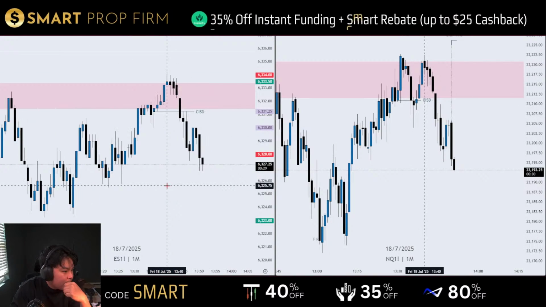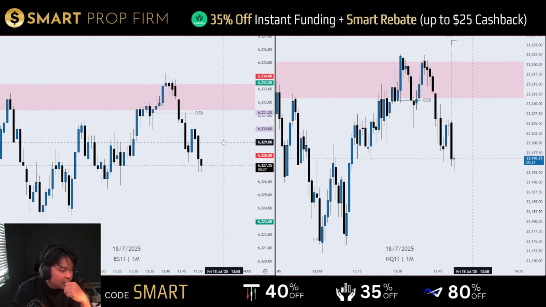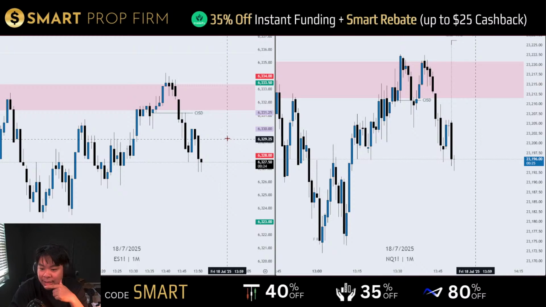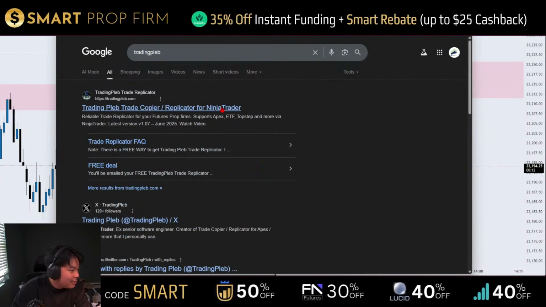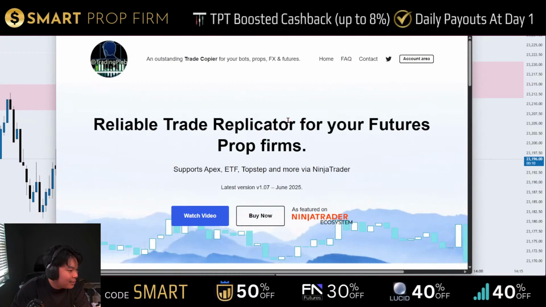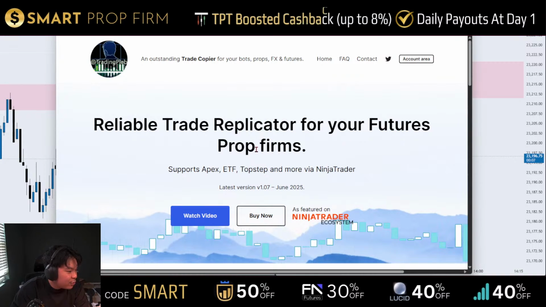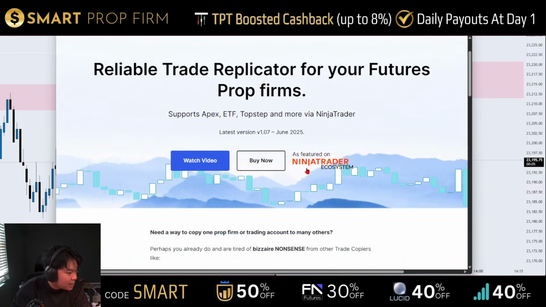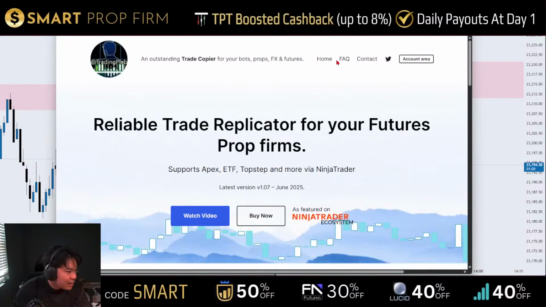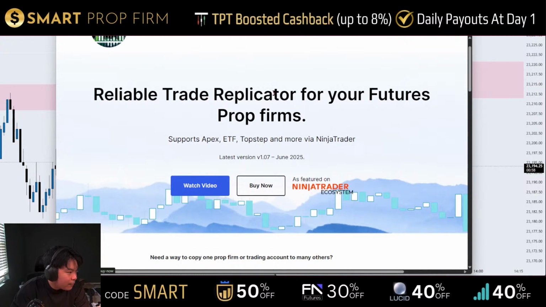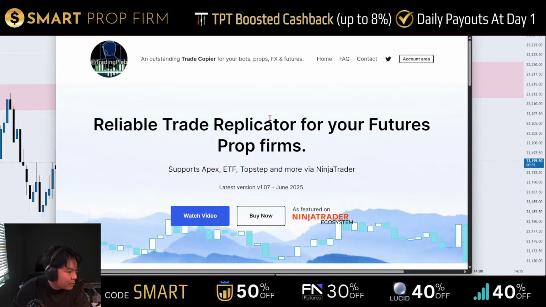Really pouring down. It's making me regret not taking this entry above. Trading Pleb. There's a new trade copier every single day, guys. Trading Pleb? That don't even sound real. That don't even sound good, to be honest. I'm gonna look it up. Trading Pleb. Reliable trade copier for your futures profit. Apex, ETF, Top Step. Let's see. I just want to take a brief look at it. Not gonna lie, the website looks kind of ugly already.